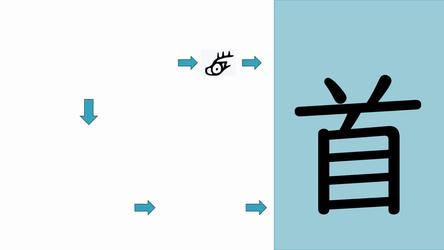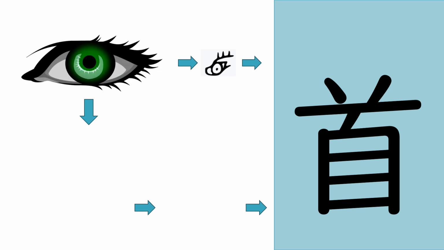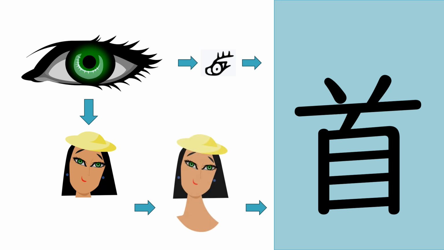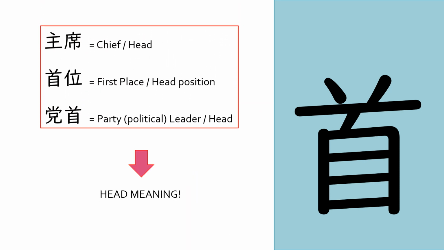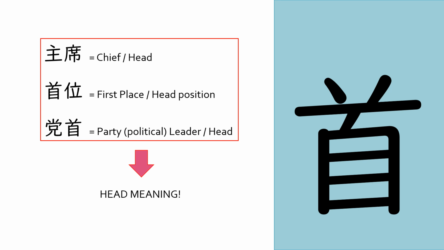First, it started off as an eye with eyelashes or just hair. Then the kanji was used to mean head or chief. Eventually, the definition of the kanji by itself was just neck. We can still see the head meaning in several words. Some examples are chief, first place, and political party leader.